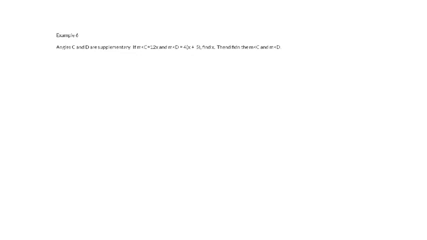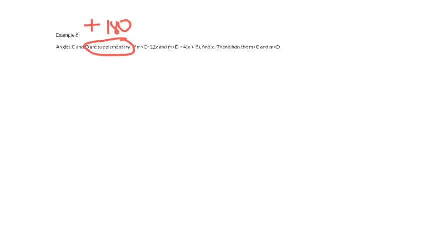All right, example 6. Angles C and D are supplementary. If the measure of angle C is 12x and the measure of angle D equals 4x plus 5, find x, then find the measure of angle C and the measure of angle D. So if they're supplementary, supplementary means that they add up to equal 180.